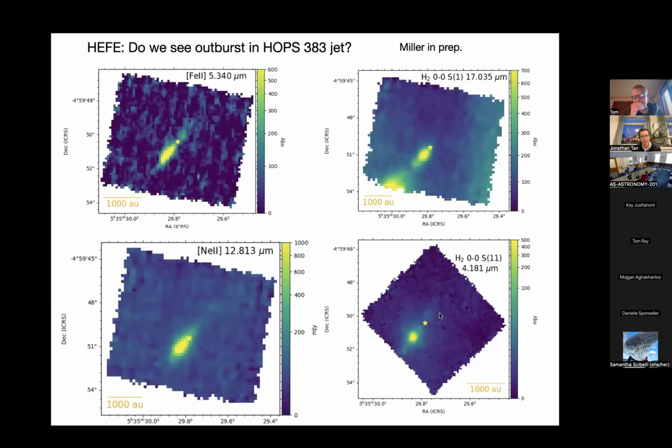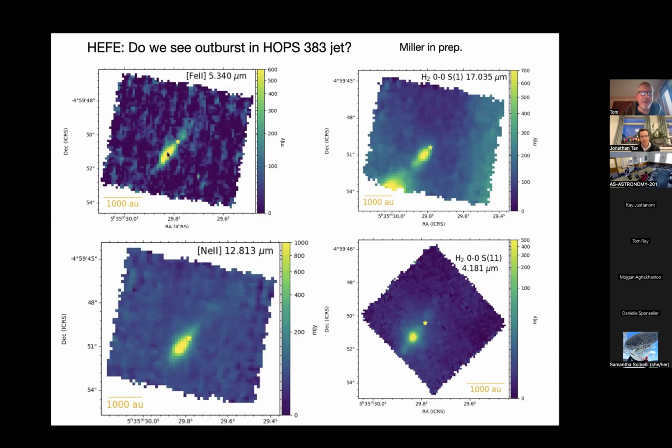Now, that knot is seen in a range of lines. Here it is seen in [Fe II]. It's not really a distinct knot. It's more like a modulated jet with a very sharply peaked region. We see it in ionic lines. We see it in molecular lines. It's very rich. It does look like it peaks at a certain distance away from the protostar.